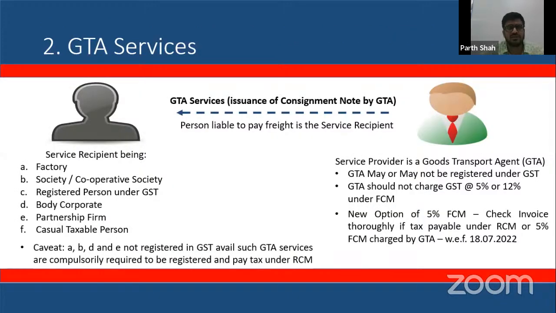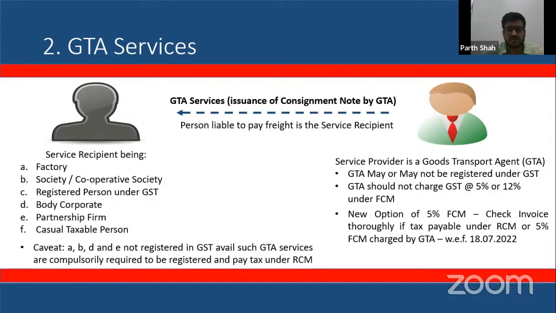The next one that we'll discuss is GTA services. So who is a GTA? GTA is a supplier who transports your goods from one point to another and issues a consignment note. So when a GTA issues a consignment note and you are the person who is liable to pay freight, then you are expected to pay tax under reverse charge. That was the first initial provision of the law when the first GST law was introduced.